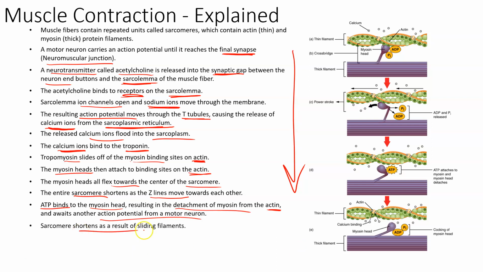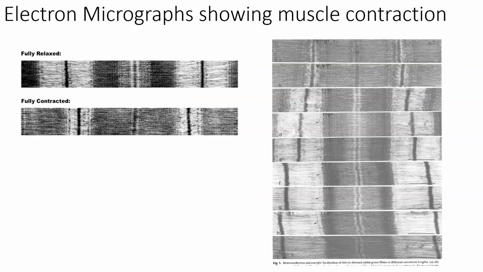Okay, the sarcomere shortens as a result of sliding filaments. That is the sliding filament theory, and this is the way that muscles contract and how muscle contraction works. I've seen plenty of IB exams in which they ask you an 8-mark question centered around muscle contraction. As you can see, there are more than 8 bullet points here because there are a variety of different items that can be included in your response, which will give you the points for that question.